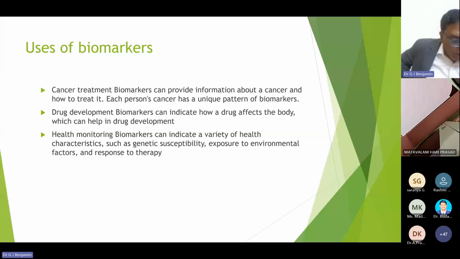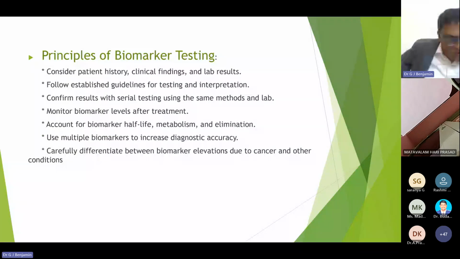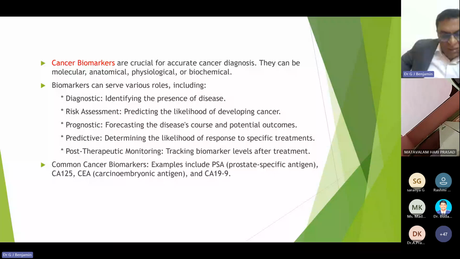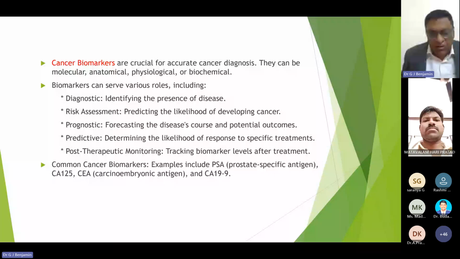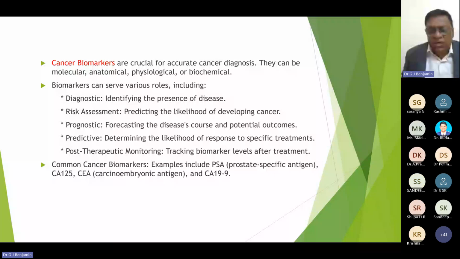The common cancer biomarkers explained are PSA, CA125, and CA. Now, PSA is prostate specific antigen. This prostate specific antigen is generally normal in a normal person. But if the patient is getting prostatic cancer, this prostate specific antigen rises. So it is one of the diagnostic markers in case of cancer prostate.